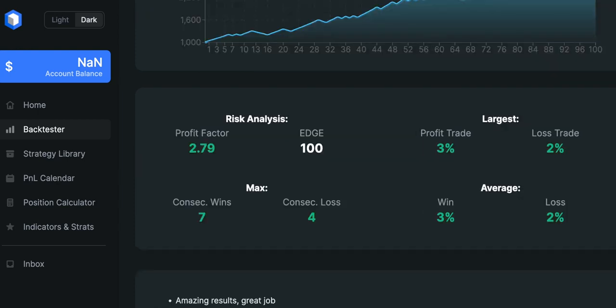Our profit factor is 2.79 and we had 7 consecutive wins against 4 consecutive losses. So overall, pretty amazing, you should definitely give it a try.